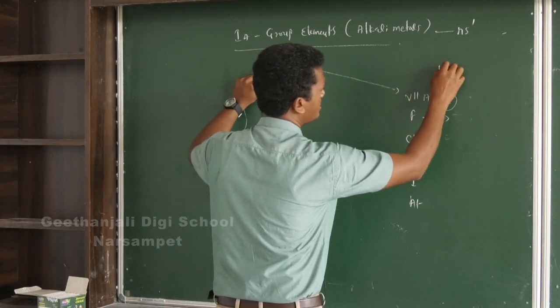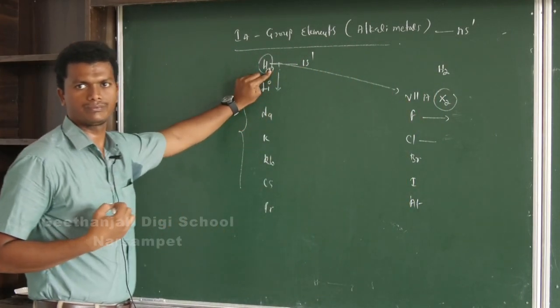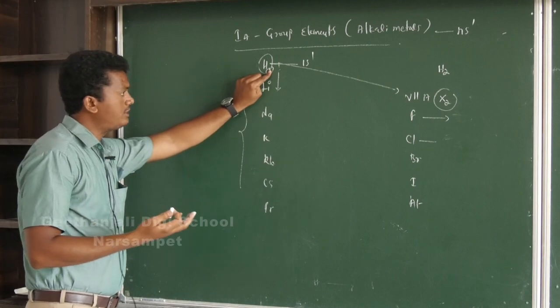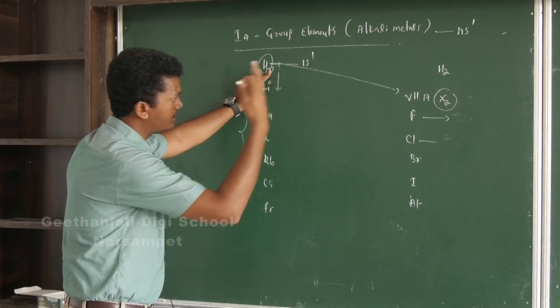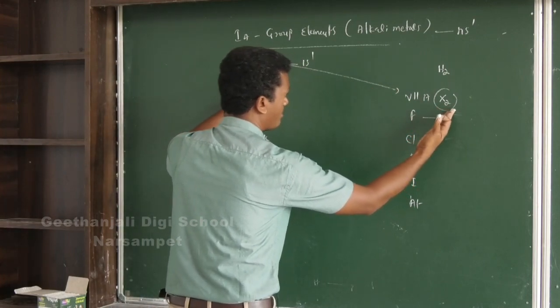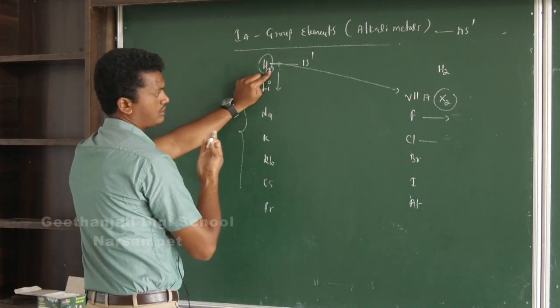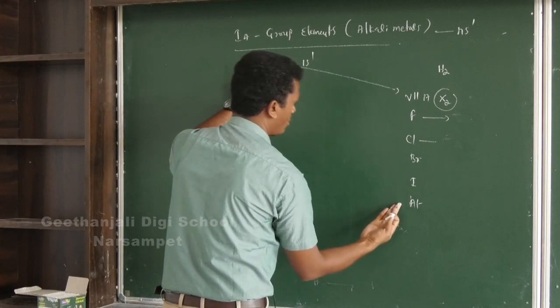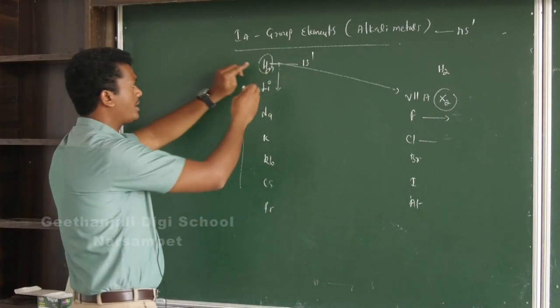Hydrogen also can exist in the form of H2. Like that, hydrogen is exhibiting similar properties with seventh A group. Seventh A group elements are diatomic molecules, hydrogen also. Seventh A group elements are non-metals, hydrogen also.